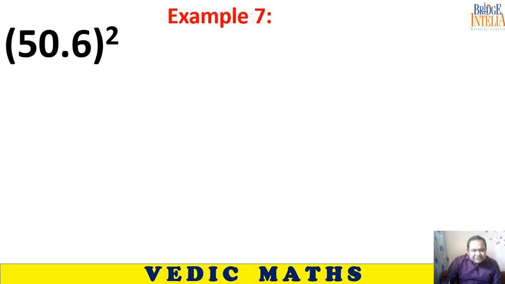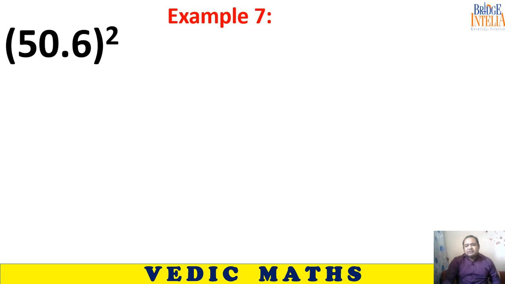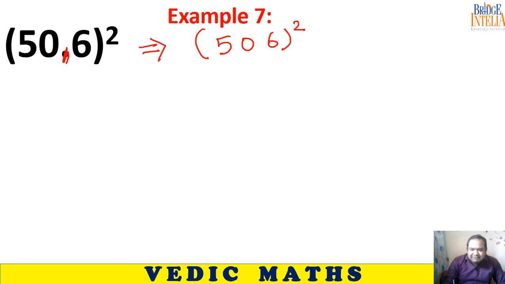Now how can we solve these type of questions? Because these type of questions involve decimal. We have learned the shortcut for natural numbers, we didn't learn the shortcut for decimals. But there is no problem. If you remove this decimal, it looks like 506 whole square, and we know the shortcut for 506 whole square. So first we can find 506 whole square using the shortcut we just learned.